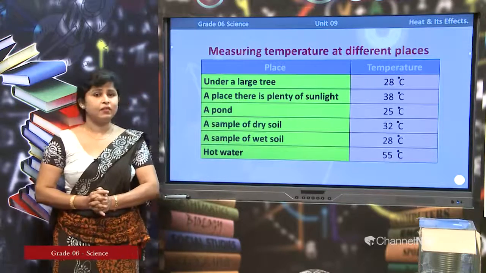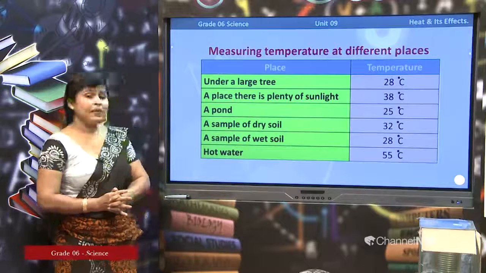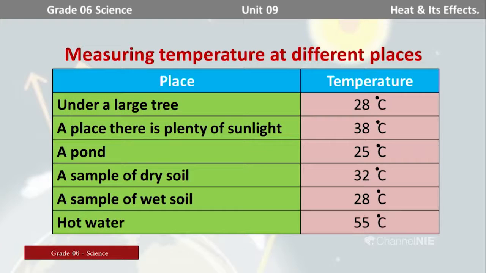We can select different places and we can record the temperature. Here are the places that I have selected: under a large tree, a place where there is plenty of sunlight, a pond, a sample of dry soil. You can take a sample of soil from a dry place, and a sample of wet soil. You can get a sample of soil from a muddy puddle, and hot water. Then I have recorded the temperatures at different places.